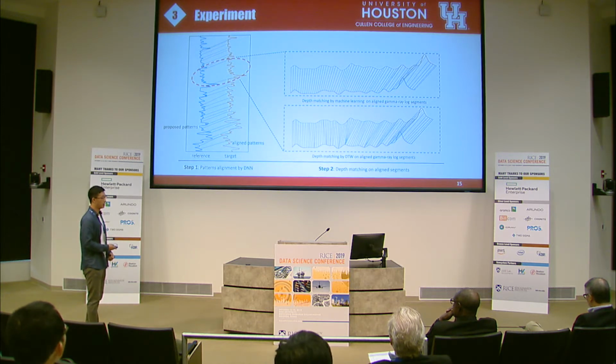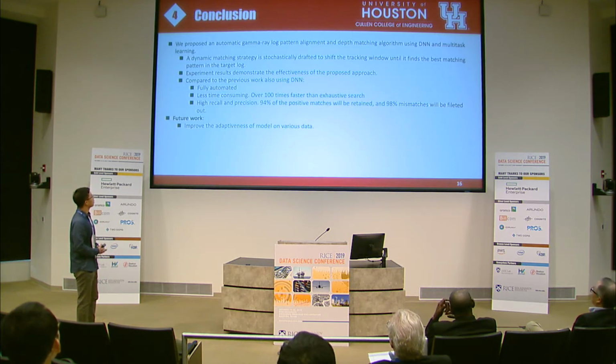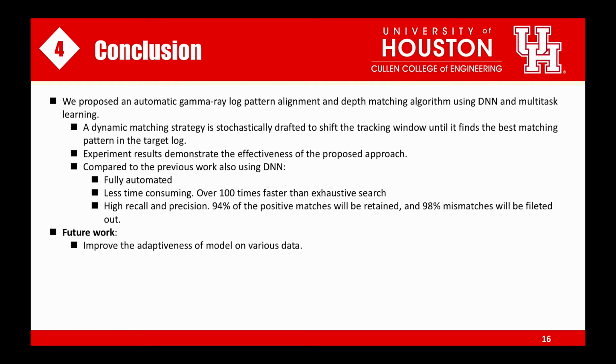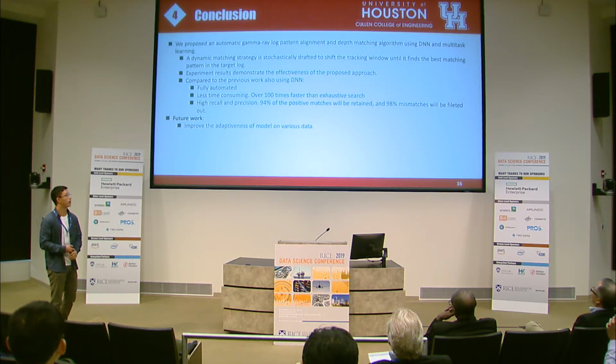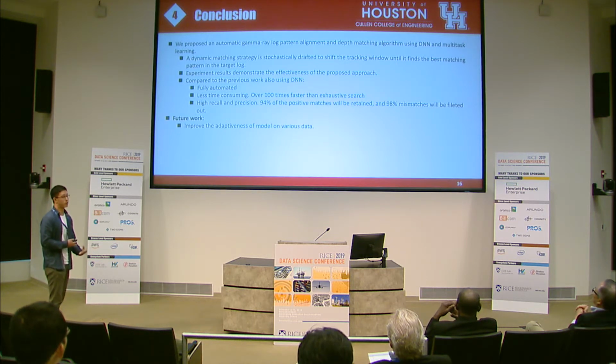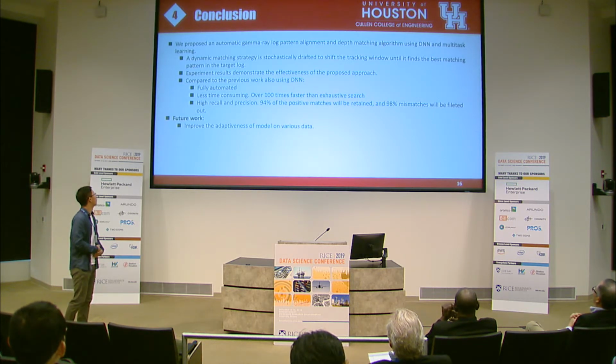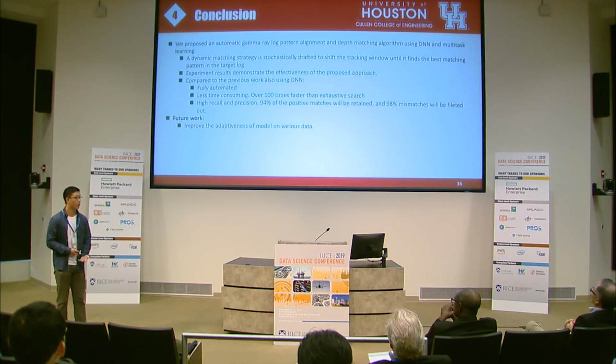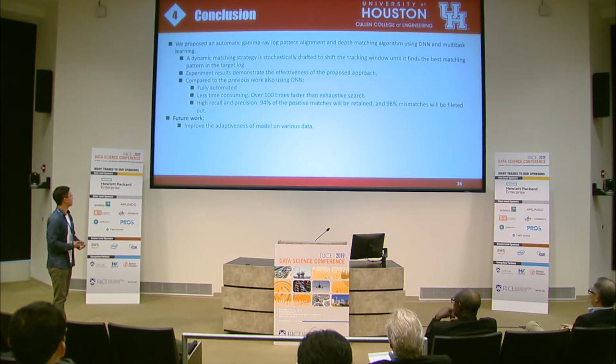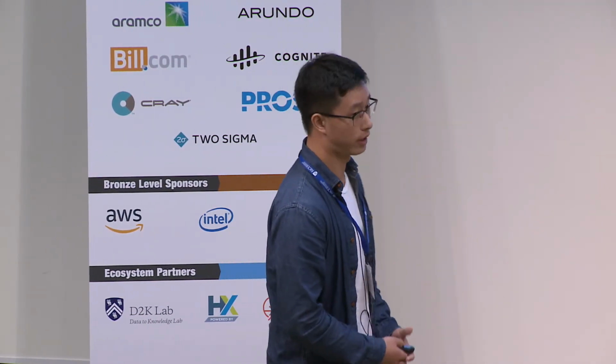So now to conclude, we propose an automated gamma ray log pattern alignment and depth matching algorithm using deep neural network and multitask learning. A dynamic matching strategy is stochastically drafted to shape the tracking window until it finds the best matched pattern in the target log. And our experiment result shows the effectiveness of this model, and future work will be based on improving the adaptiveness of the model on various data. And that's all. Thank you.